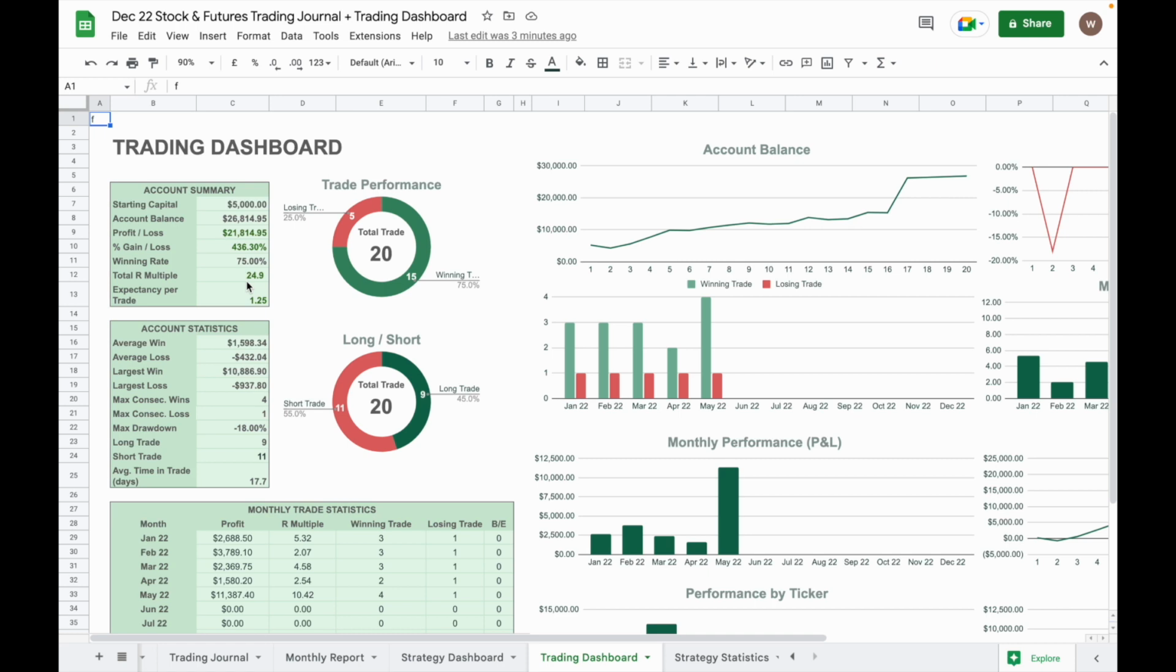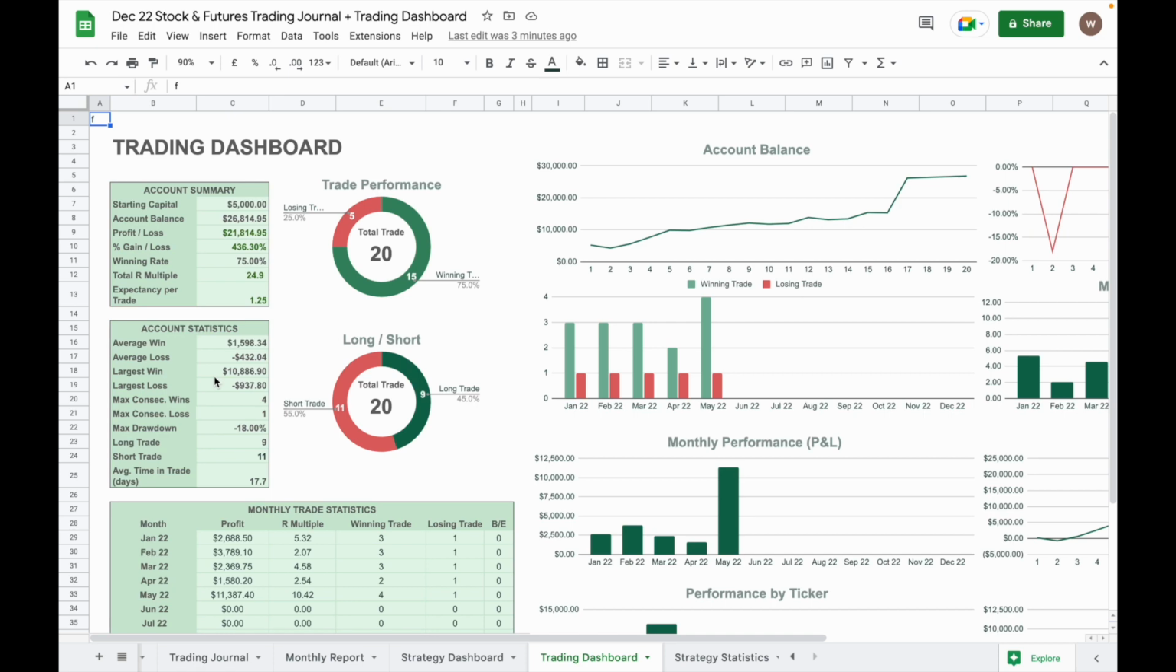And finally, the most important part of this trading journal is the main trading dashboard, which gives you a comprehensive overview of your trading activity over the period of 12 months. It shows you the overall account summary, such as account starting balance, ending balance, total P&L, percentage gain or loss, as well as statistics such as your average win, your average loss, R multiple.